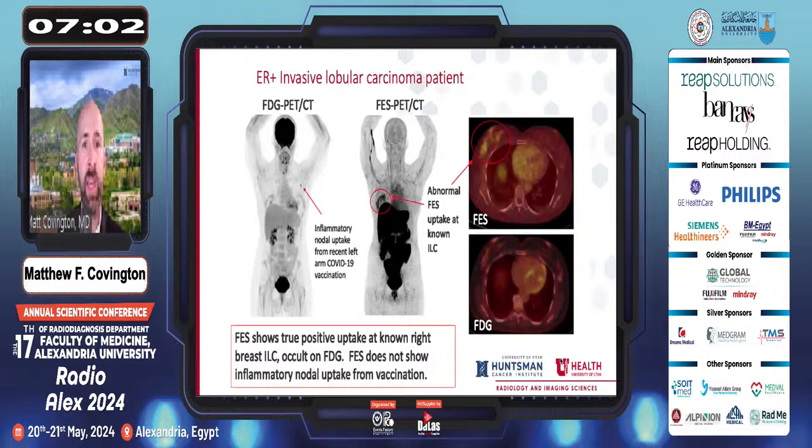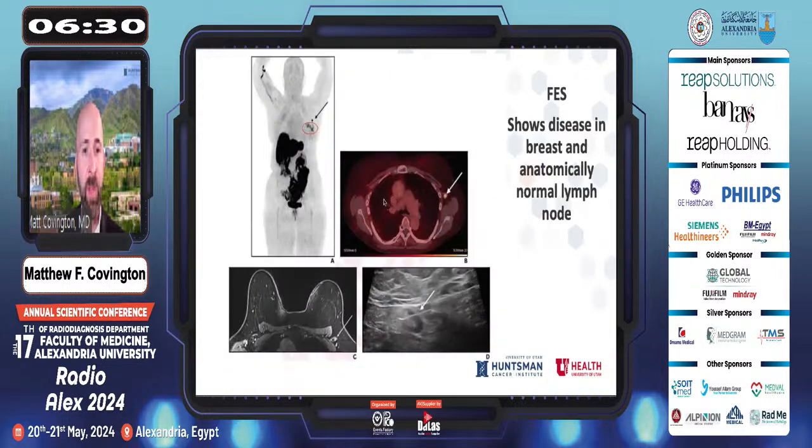Again, going into FES PET-CT for the last 5 minutes here, I'll show several cases. In this case, this patient had a biopsy-proven right breast lobular cancer. On FDG PET-CT, these were performed within a week of each other. The FDG PET-CT really only showed uptake in a left axillary lymph node, which was related to COVID vaccination. However, the FES PET-CT showed extensive uptake in the right breast that was not seen on the FDG scan, and that is known lobular cancer.